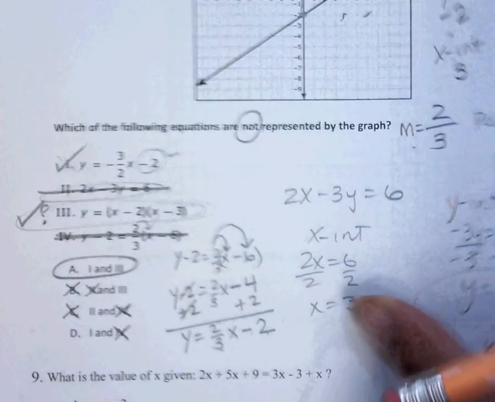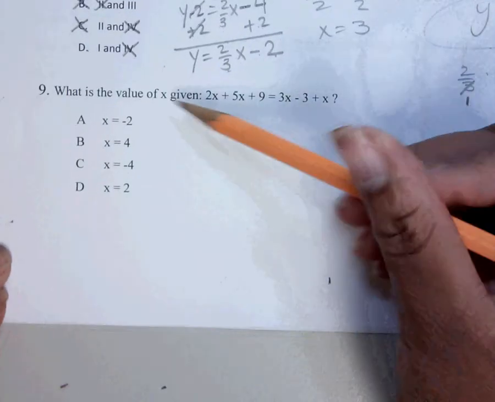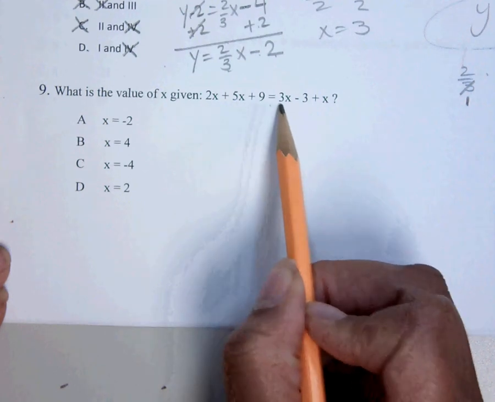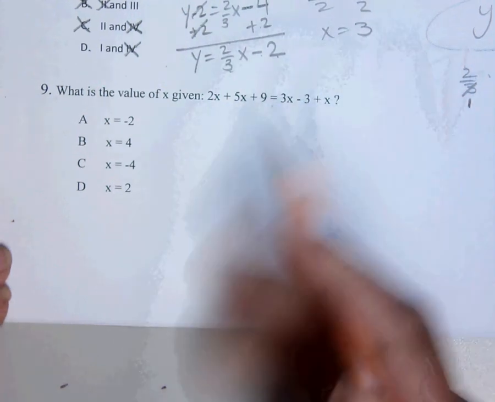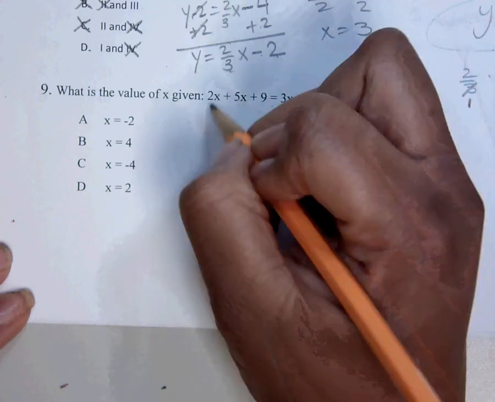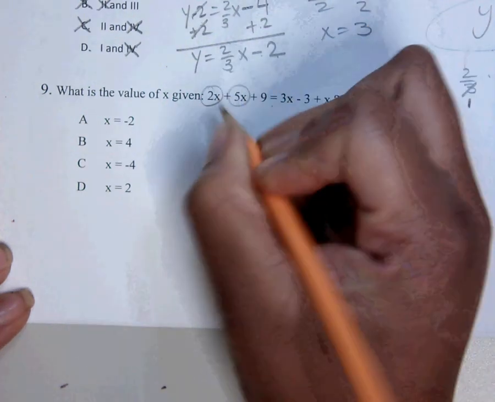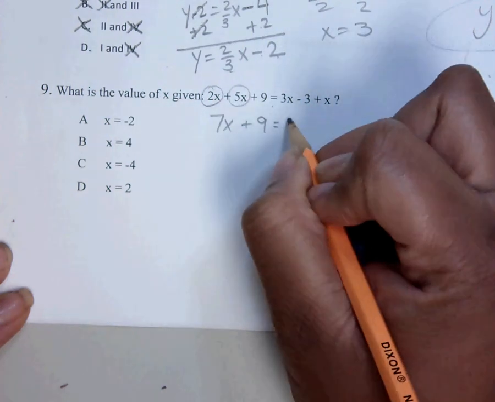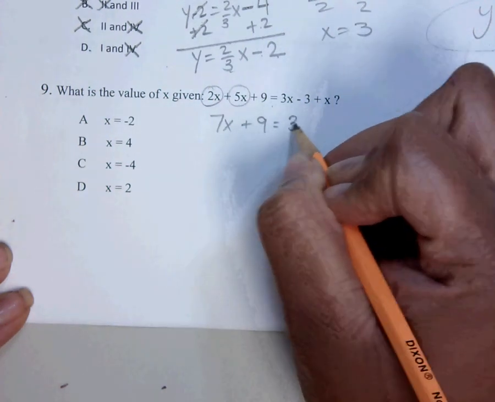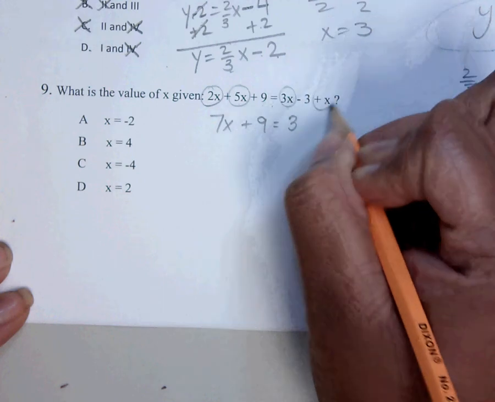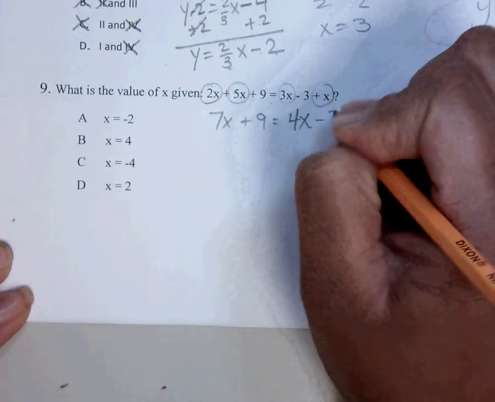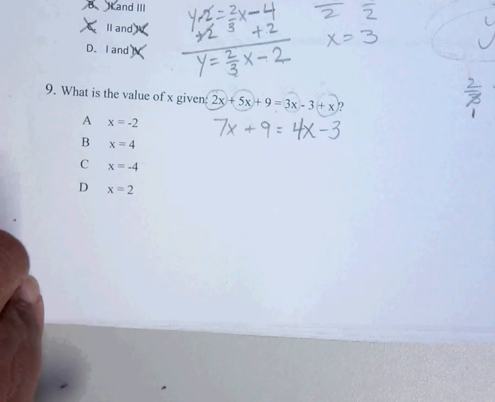Number 9. What is the value of x given 2x plus 5x plus 9 equals 3x minus 3 plus x? So what do we do? Combine like terms. 2x plus 5x is 7x. And now we do 3x plus 1x, which is 4x.